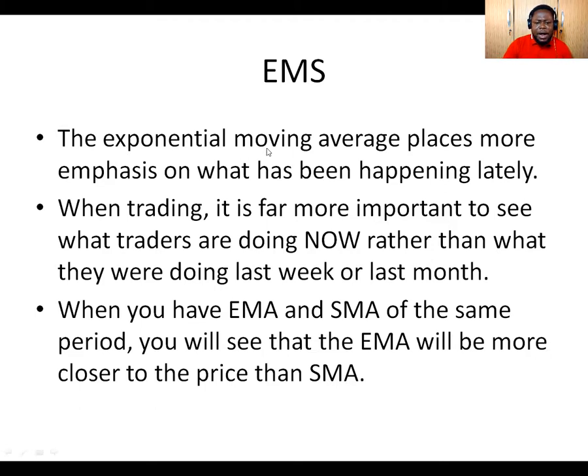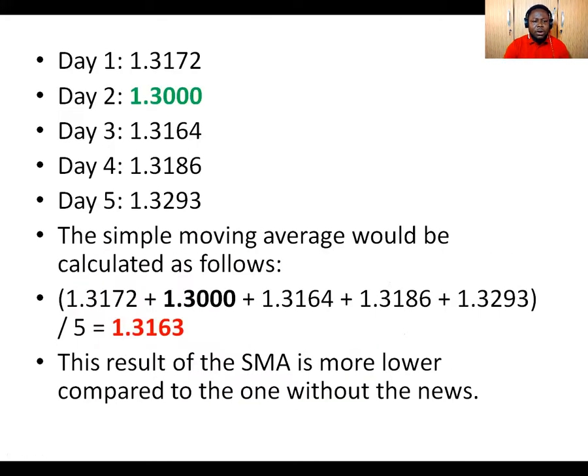The exponential moving average places more emphasis on what has been happening lately. So what we are saying here is that unlike the simple moving average, which does its calculation by calculating all the periods, if it is a 5-day simple moving average, it's going to calculate all the 5 days. Like I showed you in the previous video, part 41. If I go back and look at the calculation here, a simple moving average is going to calculate all the 5 days because the period is 5. So it will calculate all the 5 days' candles.